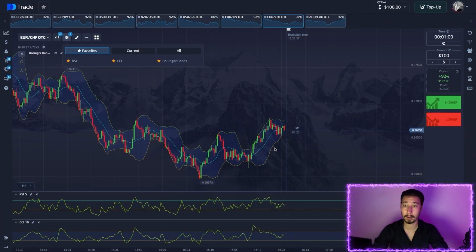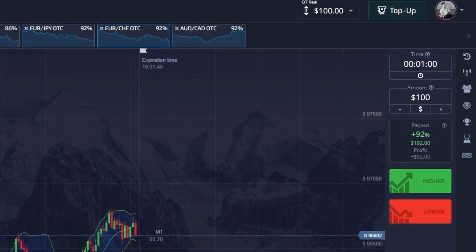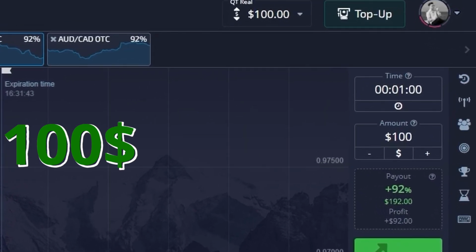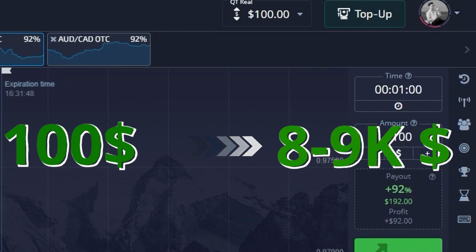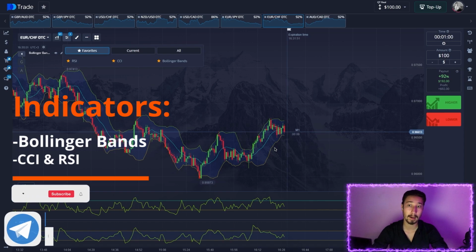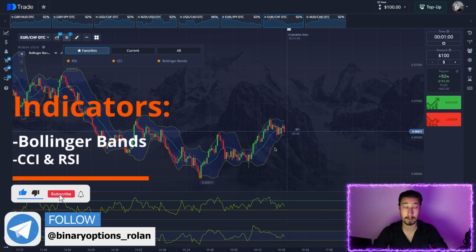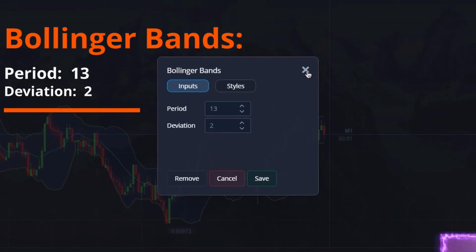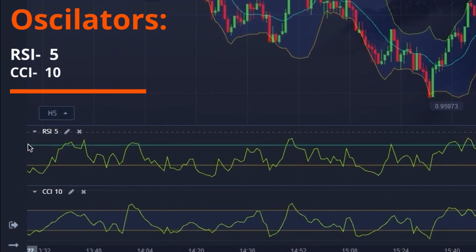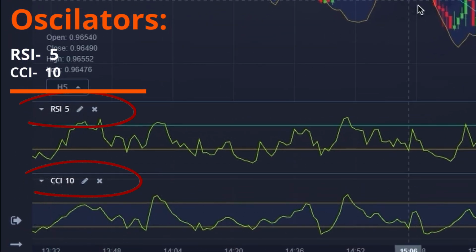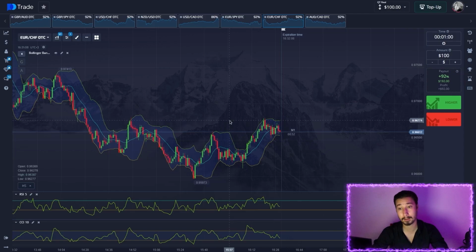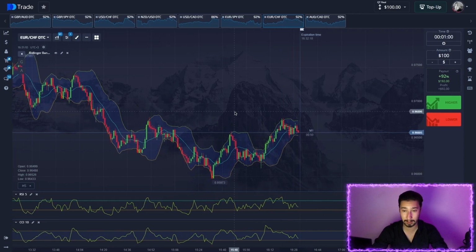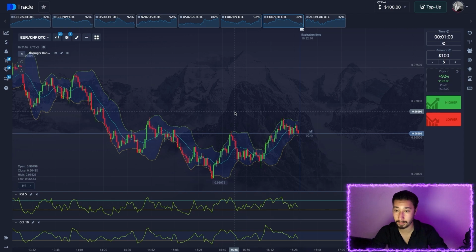So we are here on a broker, you see $100 on my balance. From this amount we will increase our deposit today and make good profit, right? We're analyzing the Bollinger Bands indicator today and two oscillators, CCI and RSI. According to the settings: for Bollinger Bands period 13 deviation 2, for RSI we set the period to 5, and for CCI we set the period to 10. These are the settings for our oscillators that will be used today for the 1 minute time frame, and this is the most optimal setting for that time frame.